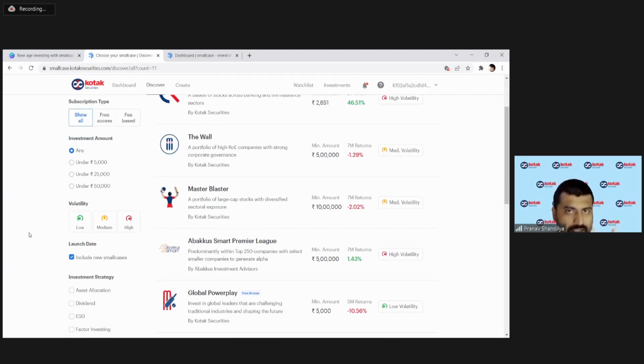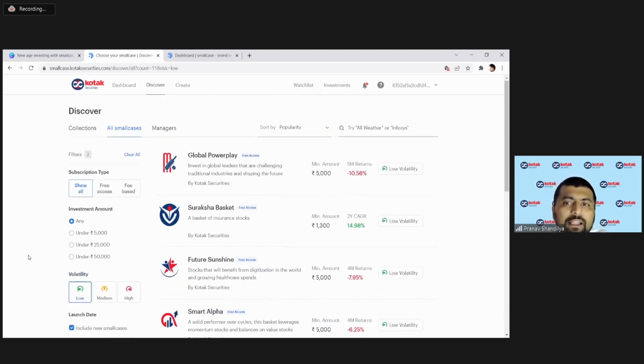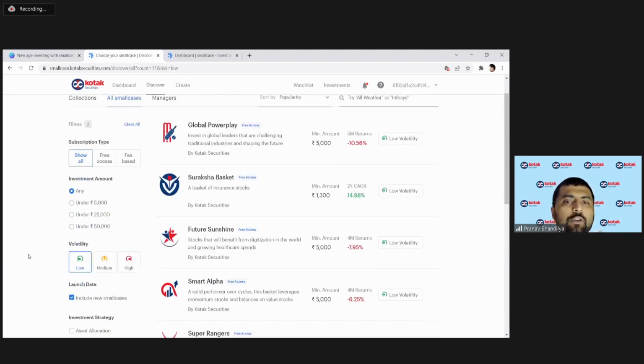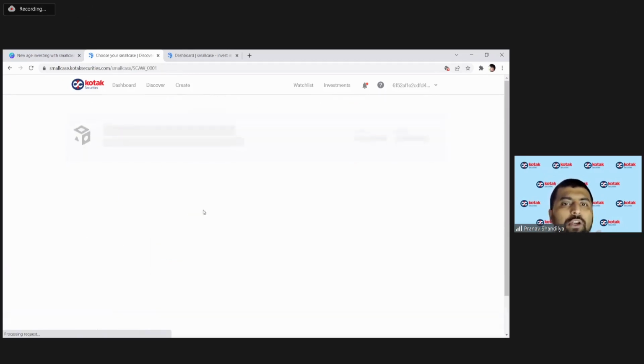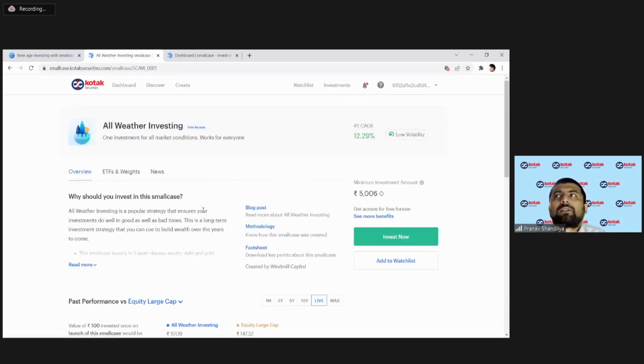We spoke about risk in detail. So how is it that you as investors will be able to choose a basket based on whatever risk you are willing to take? That comes under volatility. Volatility means the degree to which the portfolio fluctuates with market conditions. So if you click on low volatility, you will be able to see small cases which have been categorized as low volatility small cases. Over here, you will find exposure to those kind of baskets where the basket is not expected to fluctuate too much with market condition.